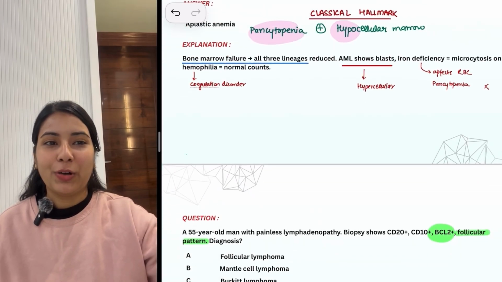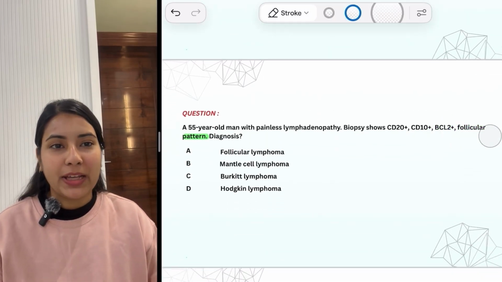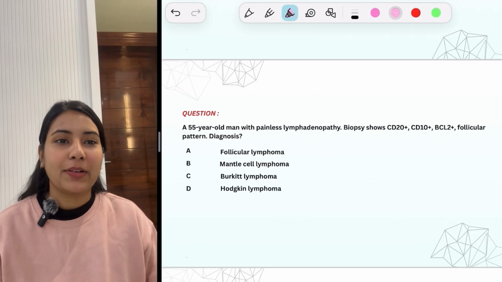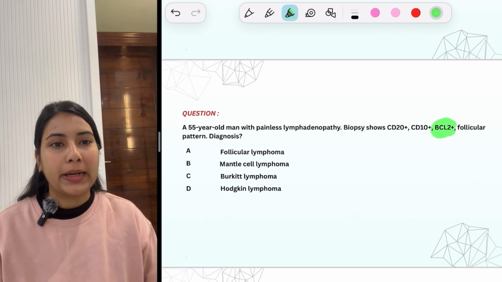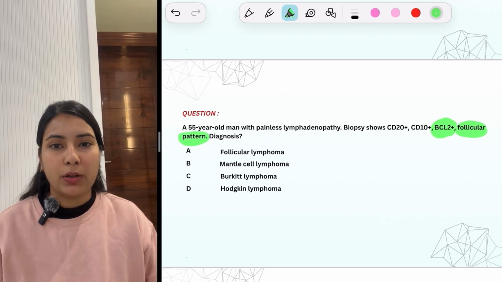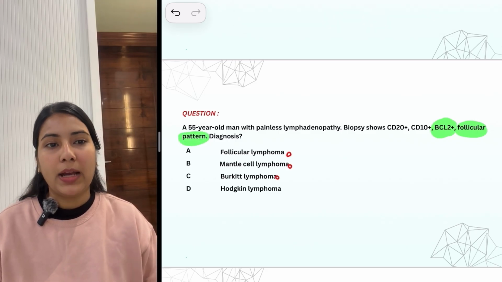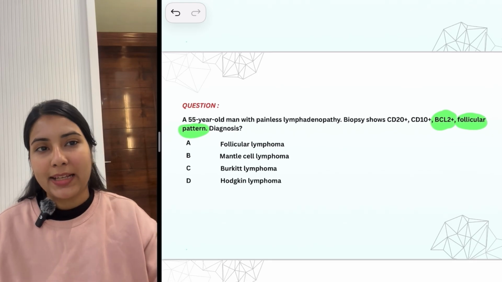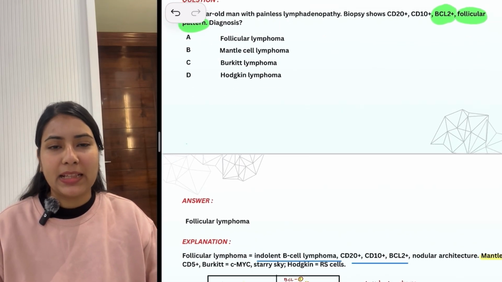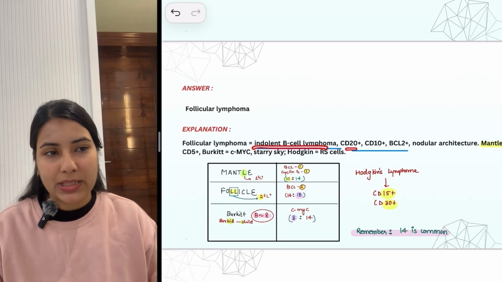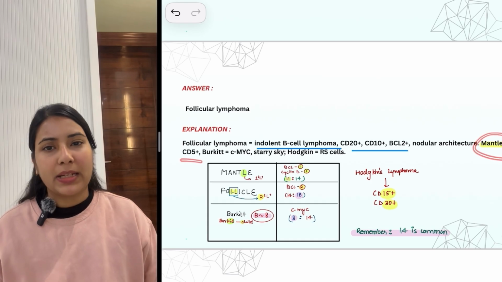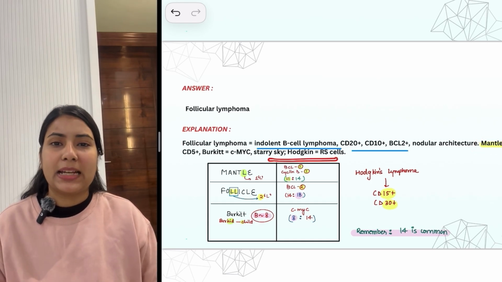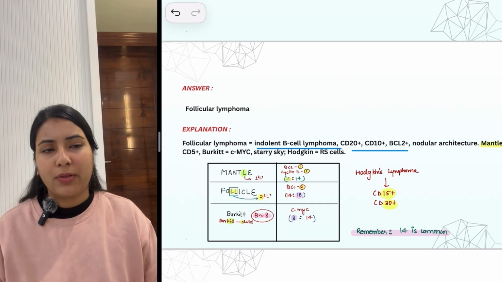Now moving on to the next question. So a 55-year-old man, this is a very important question, a 55-year-old man with painless lymphadenopathy, the biopsy shows CD20 positive, CD10 positive and BCL2 positive follicular pattern. The diagnosis is. Your options are follicular lymphoma, mantle cell lymphoma, Burkitt's lymphoma and Hodgkin's lymphoma. So the answer here is follicular lymphoma. It is the indolent B cell lymphoma which is CD10, CD20, BCL2 positive, and you see the typical follicular architecture. In mantle cell lymphoma it is CD5 positive, Burkitt's lymphoma has c-MYC mutation and you have a typical starry sky appearance in the biopsy, and in Hodgkin's lymphoma you have the RS cells.